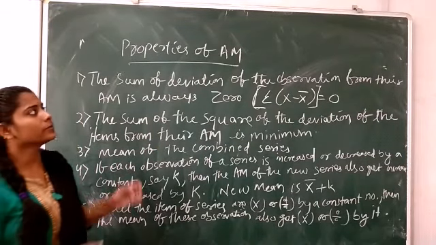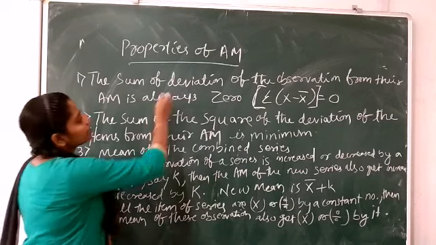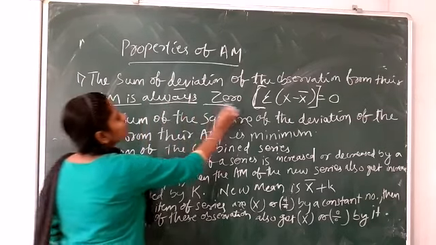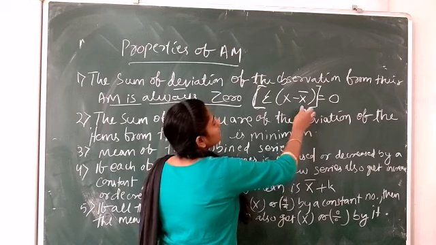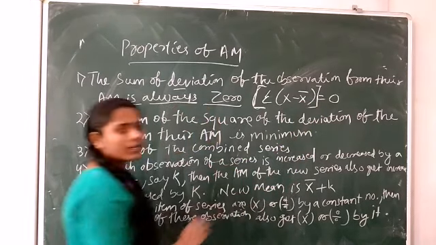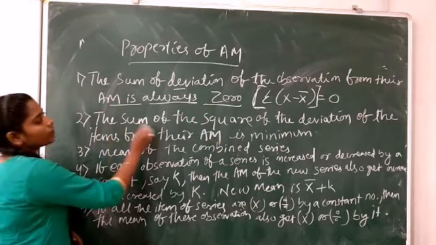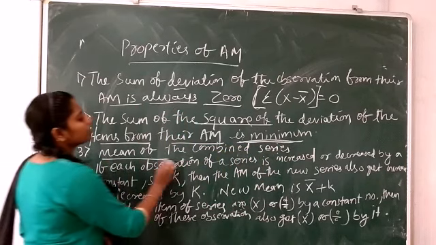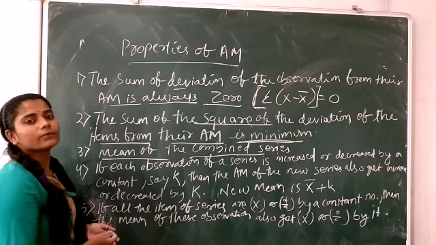Next topic is properties of arithmetic mean. The first property is that the sum of the deviations of the observations from their arithmetic mean is always 0. That means sigma of x minus mean will be 0. The next is that the sum of the squares of all the deviations from the arithmetic mean is minimum. The next is mean of the combined series. Also you can calculate mean from the combined series.